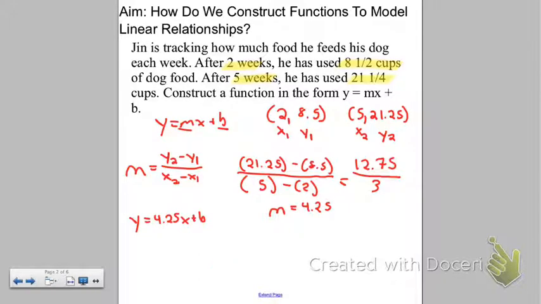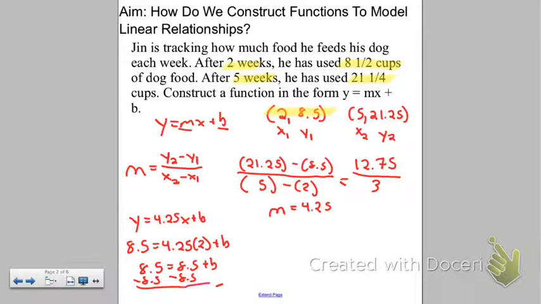Now I can pick any point and substitute it in. I'm going to pick this first point. So I have 8.5 equals 4.25 times 2 plus b. 8.5 equals 8.5 plus b. I can subtract 8.5. 0 equals b. So my y-intercept is 0. So my equation will just be y equals 4.25x.